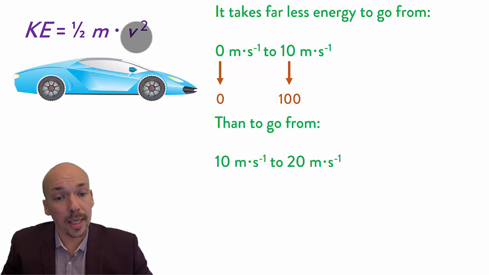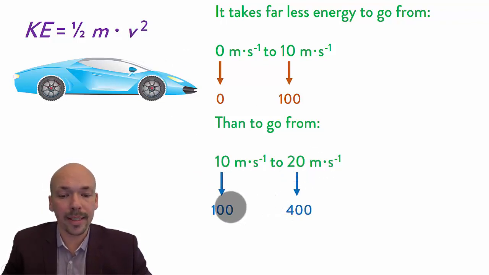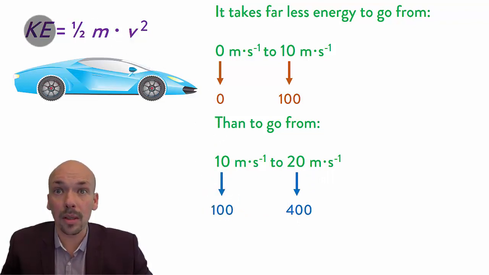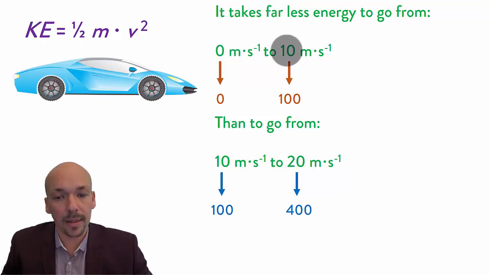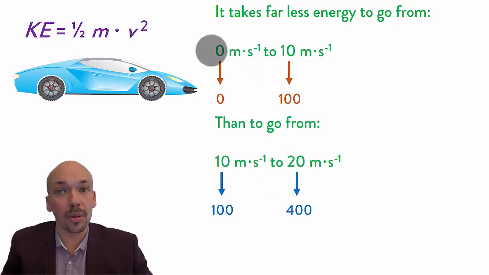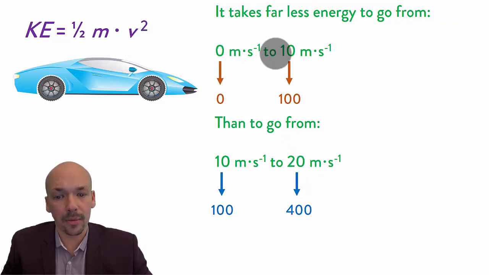Here, if we put 10 in, it will be 100. And if we put 20 in, it will be 400. And you can see that the difference here is a lot bigger. So it will result in a much higher kinetic energy. So to go from 0 to 10, you need three times less energy than to go from 10 to 20. So you have to be very careful that you never use the difference in velocity, but always the initial velocity and the final velocity.